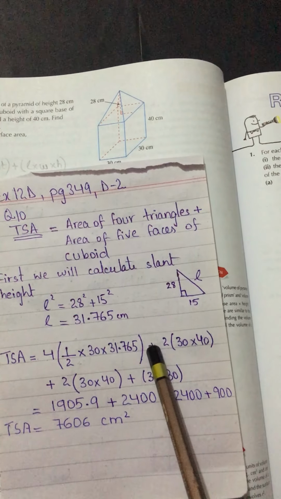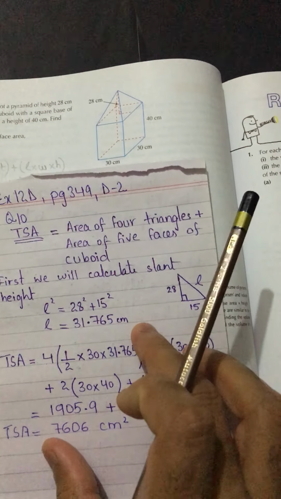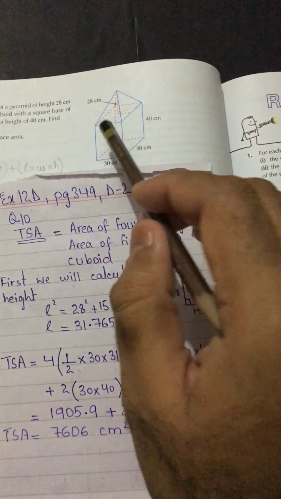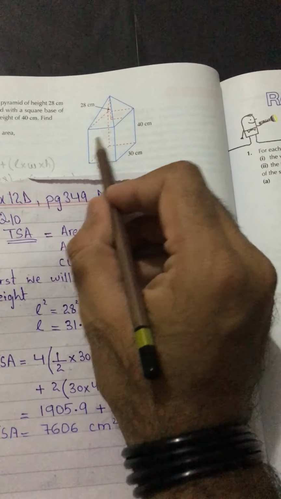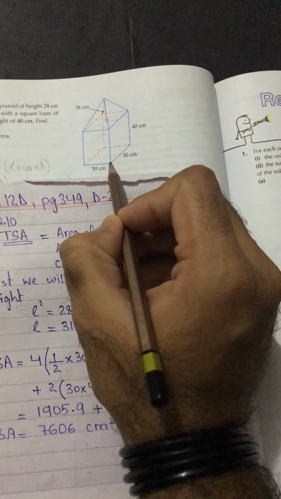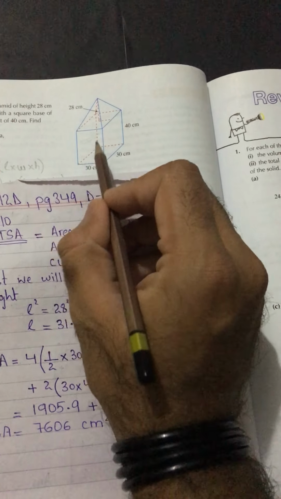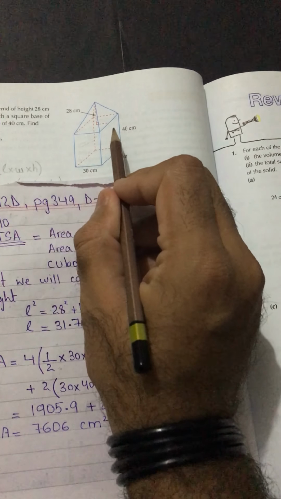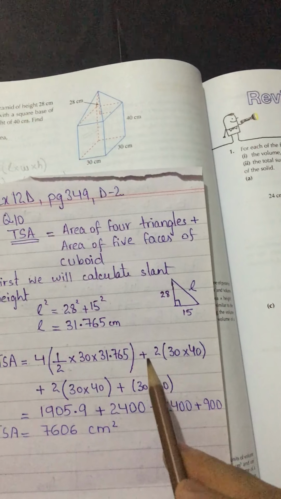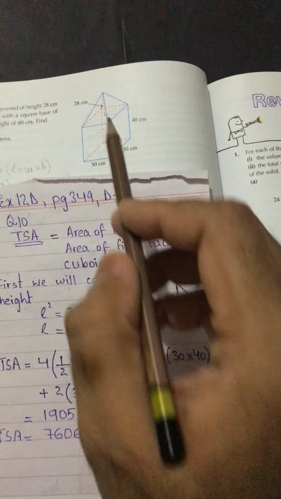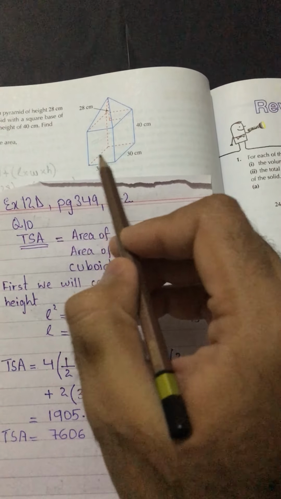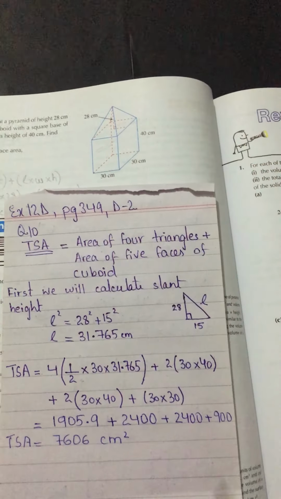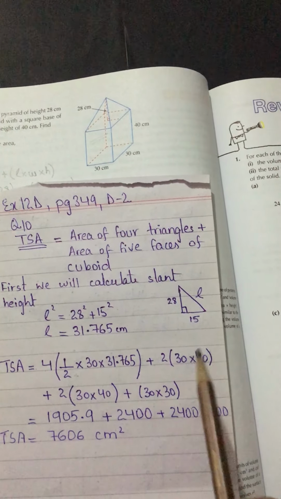So now moving to the cuboid, since the cuboid has 5 faces, I will find the areas and multiply it by 2. First, I am considering this face. This face will have an area of 30 centimeter multiplied by 40. I am talking about this face, 30 multiplied by 40, this face and the face which is at the back. So I wrote 2 times 30 multiplied by 40. So 30 multiplied by 40, and then I will multiply it by 2 to get the area of the back face, and 2 faces done.